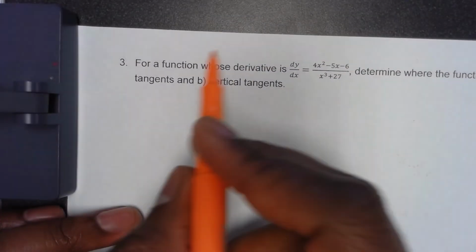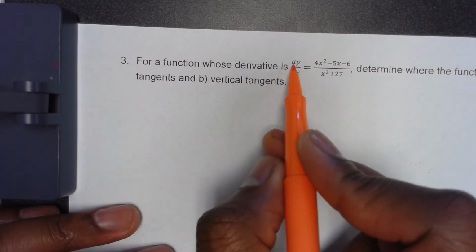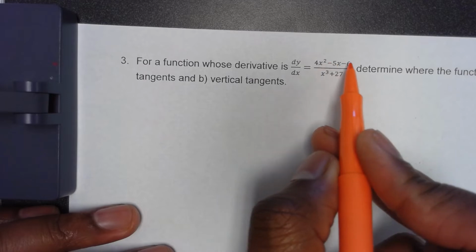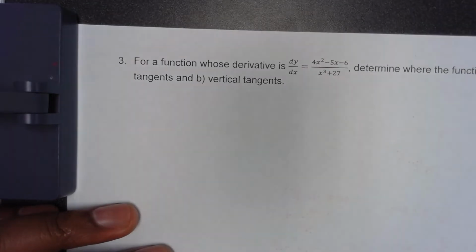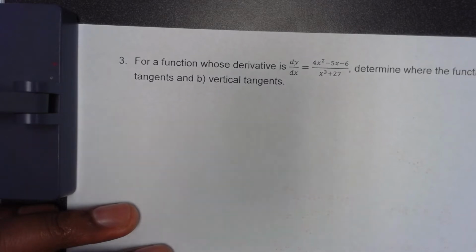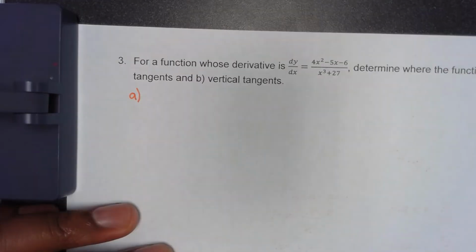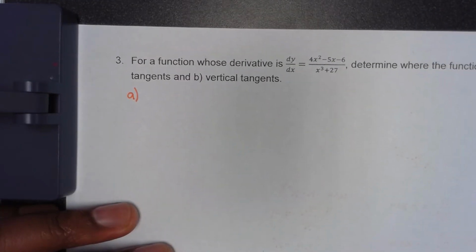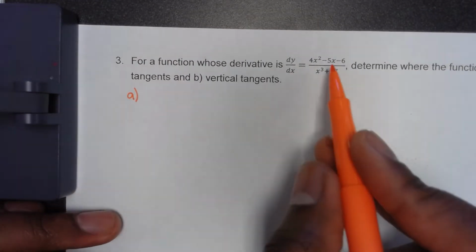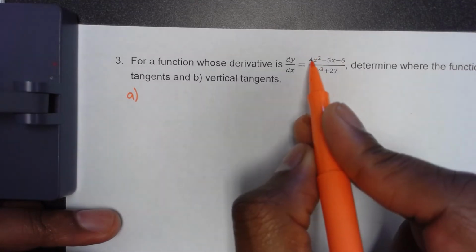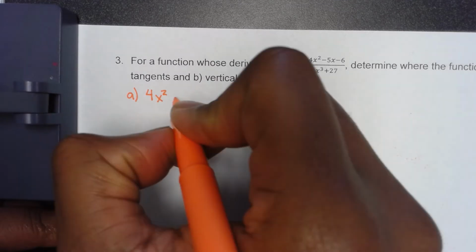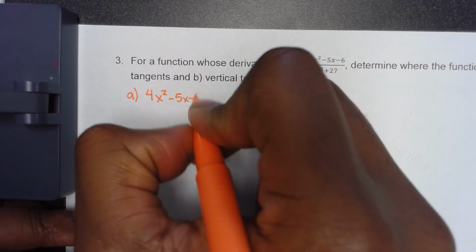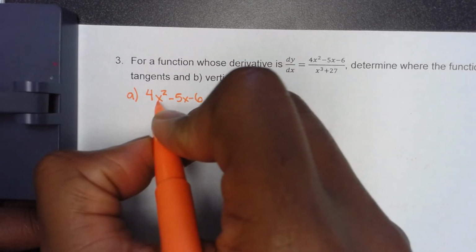Number 3, for a function whose derivative is 4x squared minus 5x minus 6 divided by x cubed plus 27, determine whether the function has for A, horizontal tangents, and B, vertical tangents. So horizontal tangents occur when the derivative equals 0. The derivative is a fraction, and fractions equal 0 when the numerator equals 0. So we would have 4x squared minus 5x minus 6 equals 0.